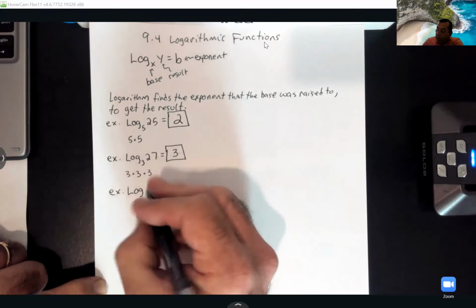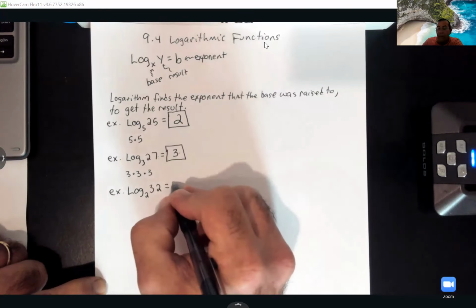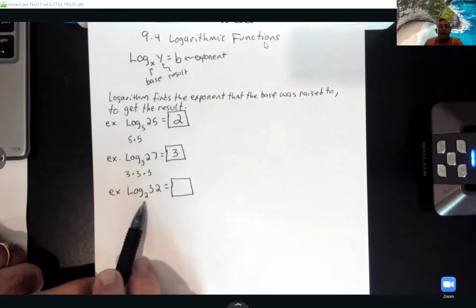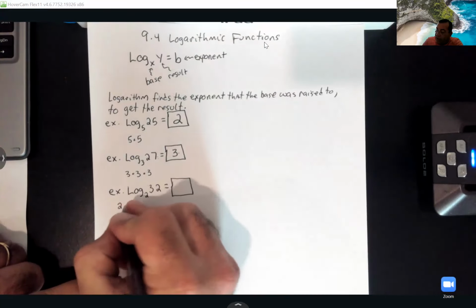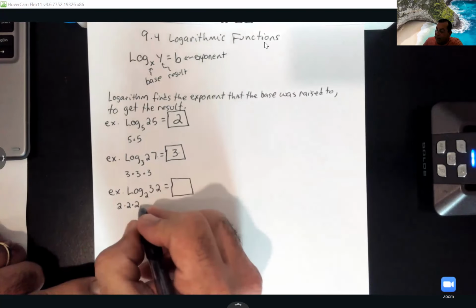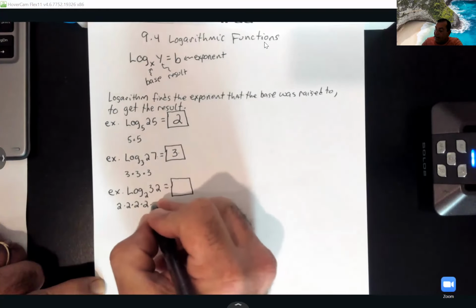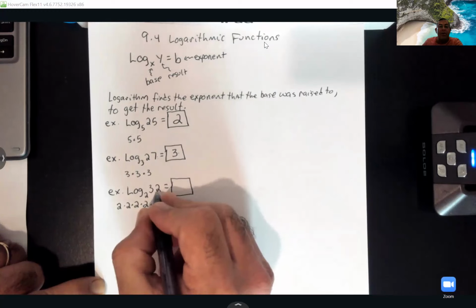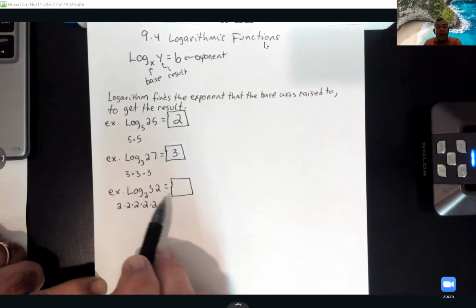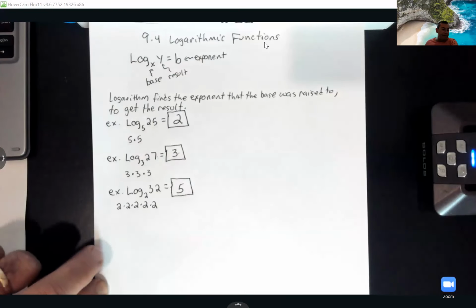All right, how about a log base 2 of 32? All right, y'all, so let's see. 2 times 2 is 4. 4 times 2 is 8. 8 times 2 is 16. And then 16 times 2 equals 32. So let's see, I did that 5 times. So that means 2 to the 5th power equals 32. So that exponent would be a 5.